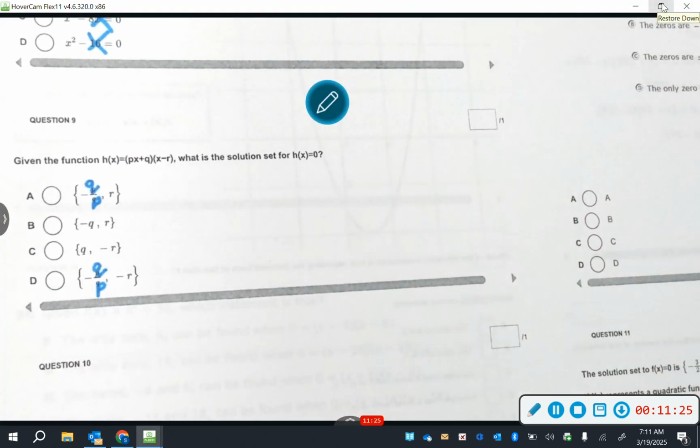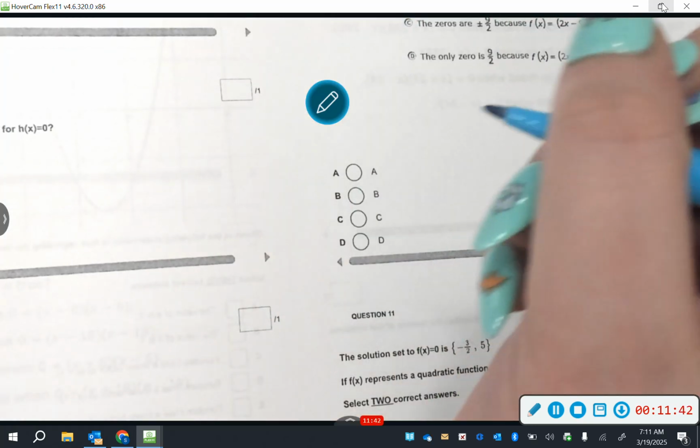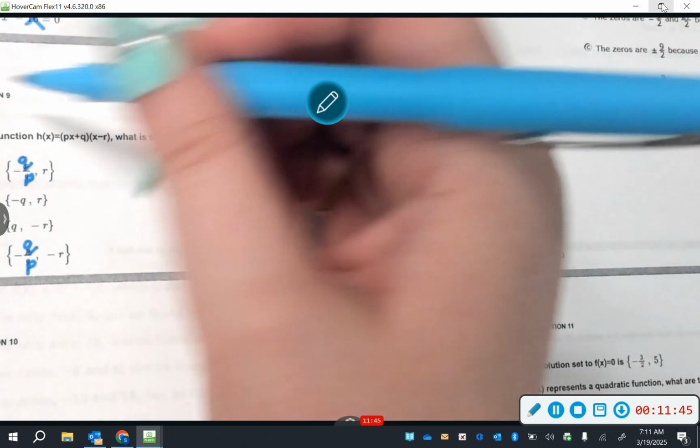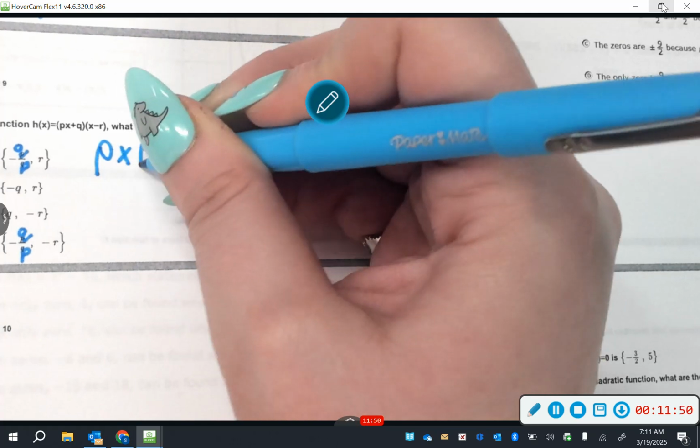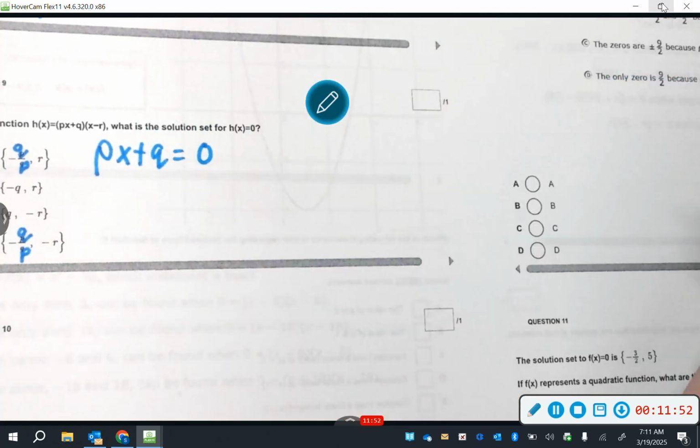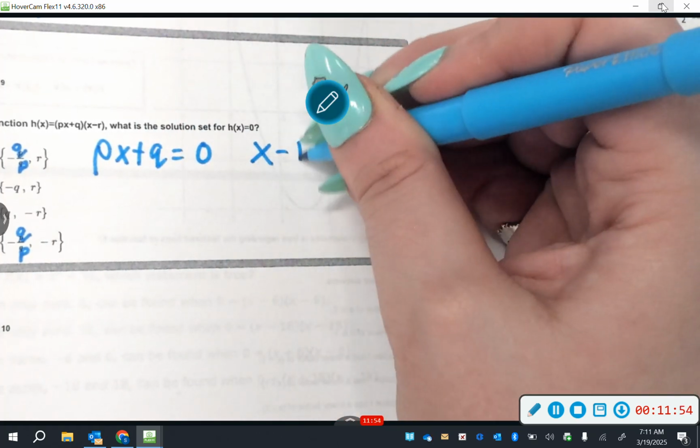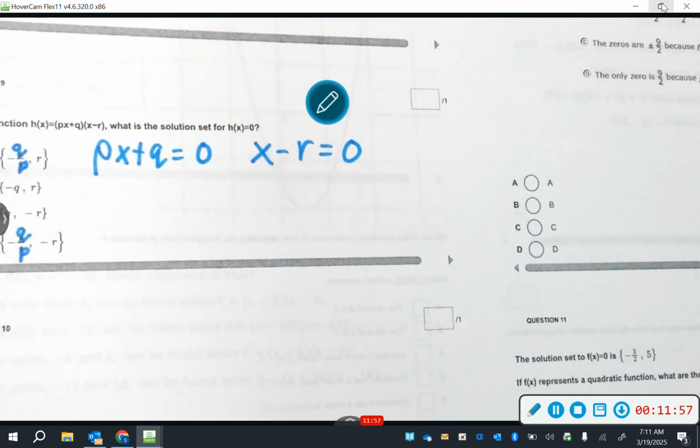Okay, given the function h of x equals (p x plus q)(x minus r), what is the solution set for h of x equals 0? Oh, okay. So this one's a little bit trickier, but not bad. These are our two factors where you have to set them equal to 0. So we have p x plus q equals 0, and we have x minus r equals 0. We are trying to solve for x.